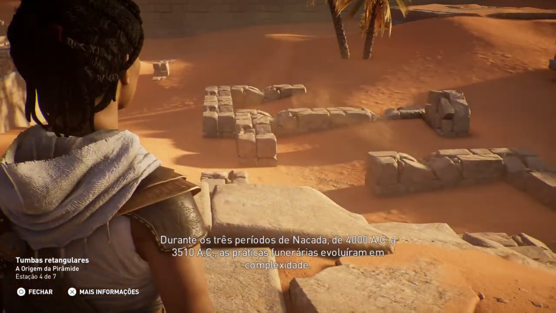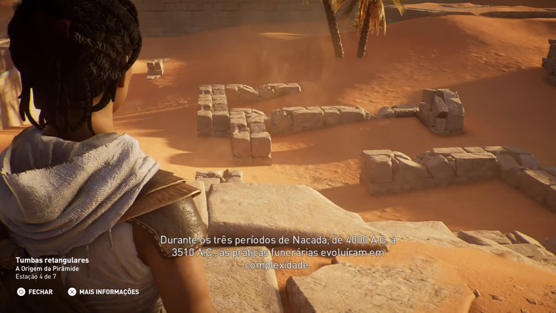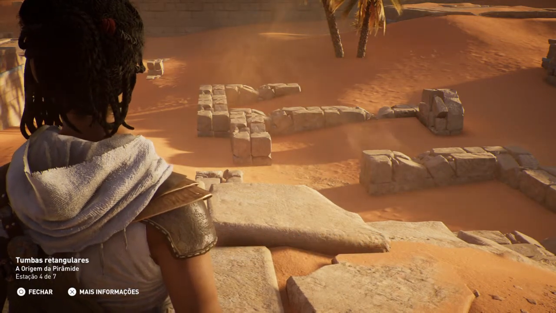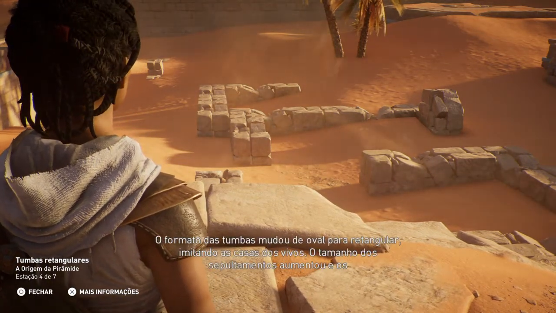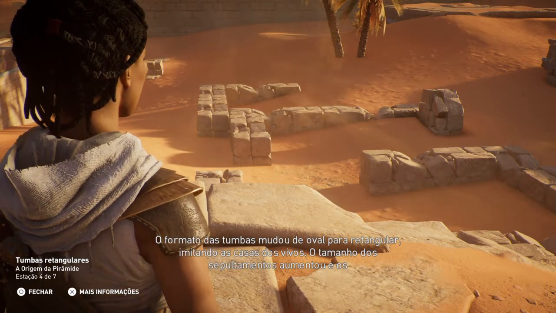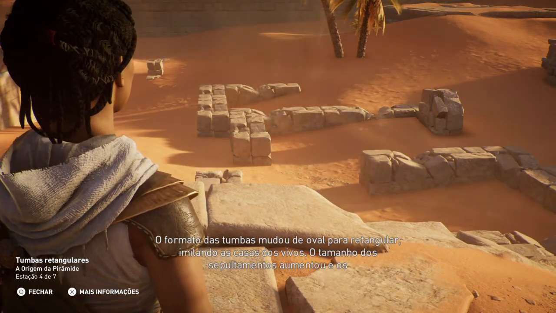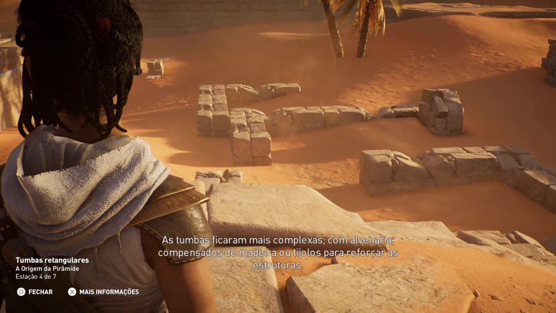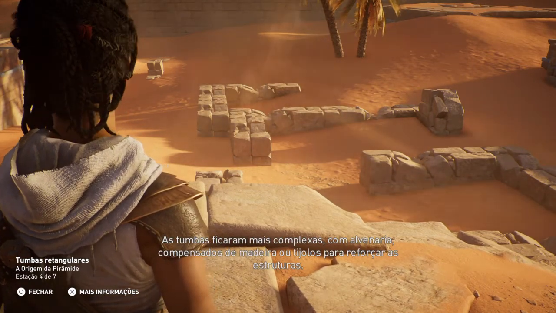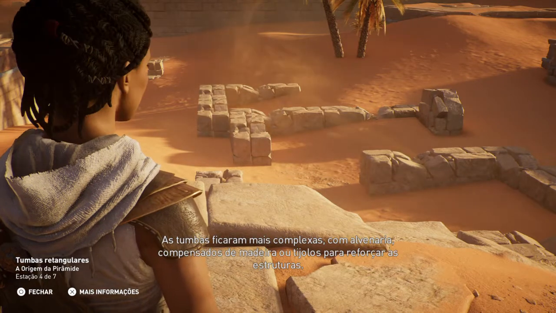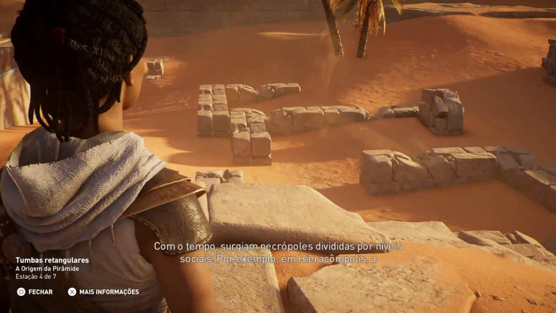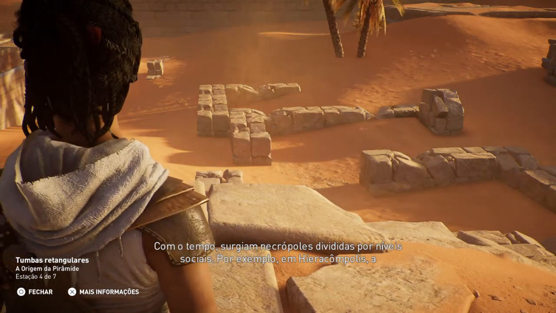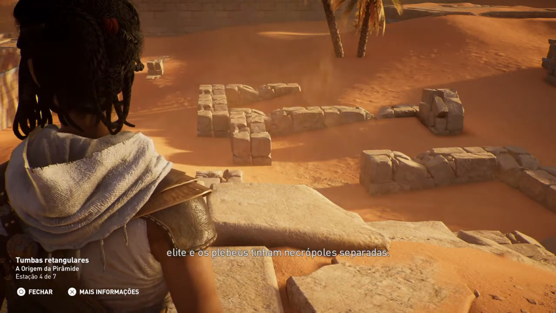During the three Nagada periods ranging from 4000 BCE to 3510 BCE, funerary practices evolved in complexity. The shape of tombs changed from oval to rectangular, mimicking the homes of the living. The size of the burials increased and funerary items became more stylized and numerous. Tombs gained complexity with masonry, wooden veneers, or raw bricks added to strengthen the structures. In time, socially stratified necropolises emerged. For example, in Hierakonpolis, the elite and commoners had separate necropolises.